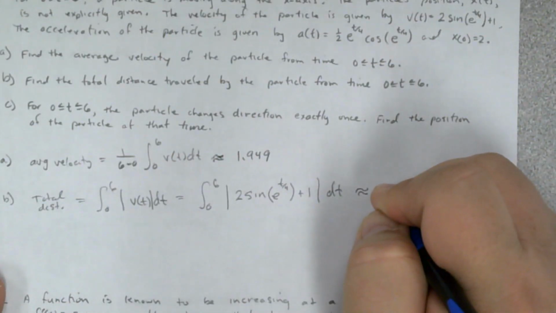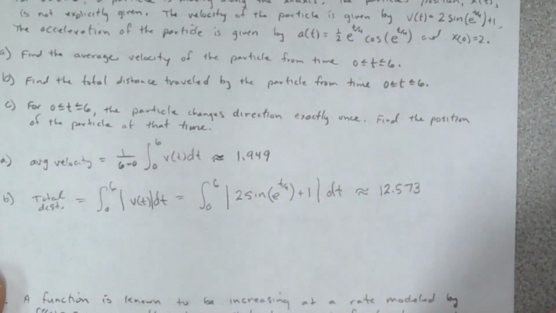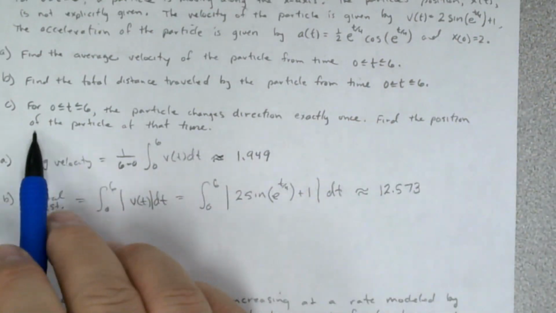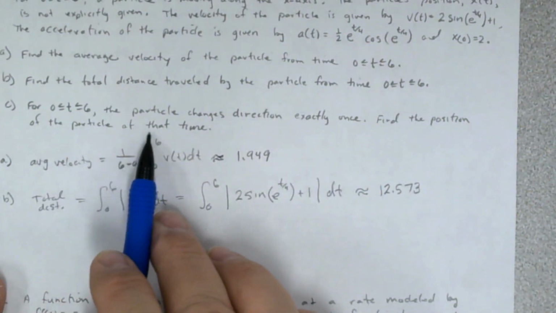All right, if you did, you should have gotten this answer right here, 573. The last one here is: the particle changes direction exactly once. Find the position of the particle at that time.